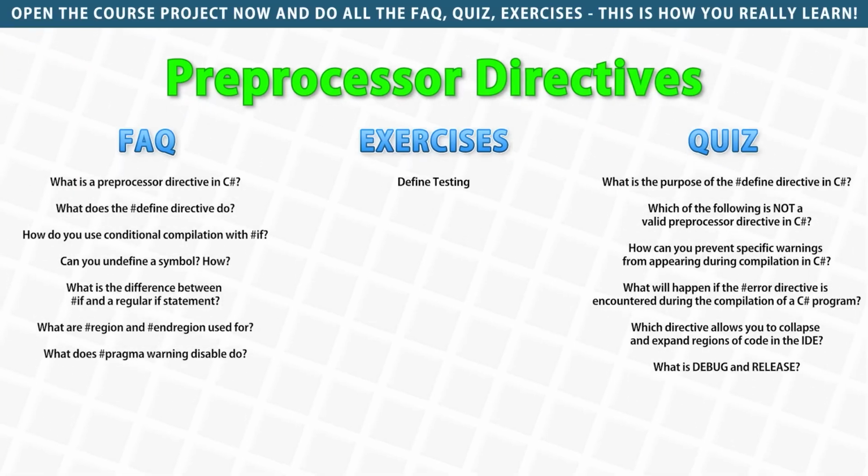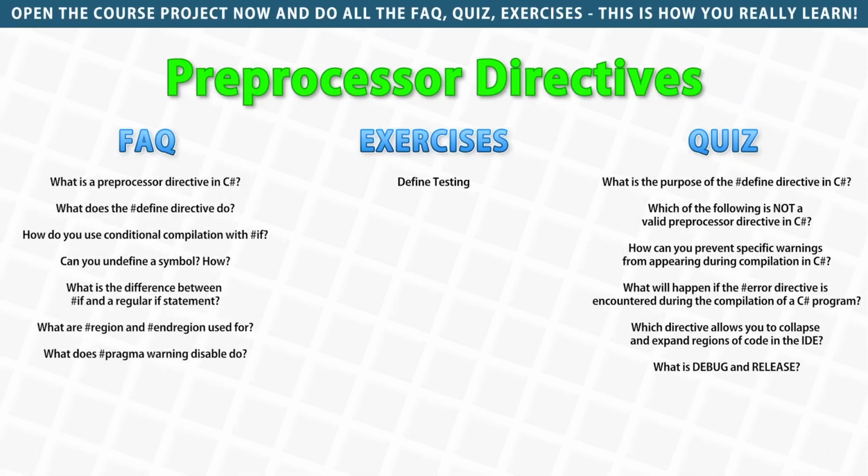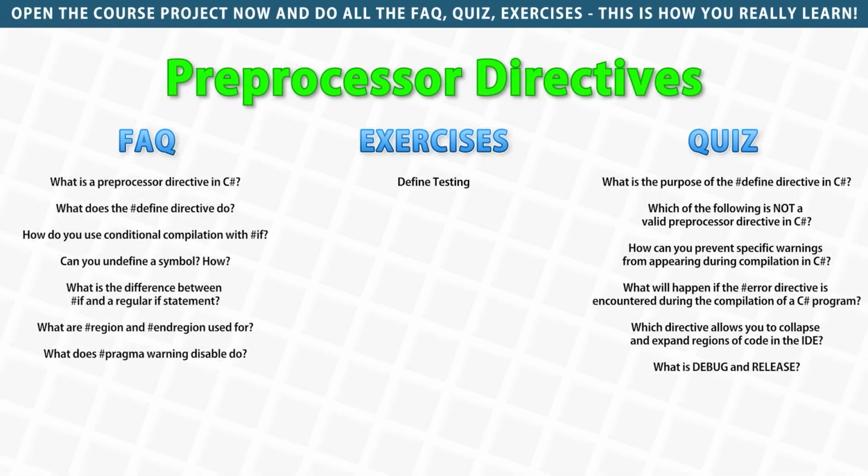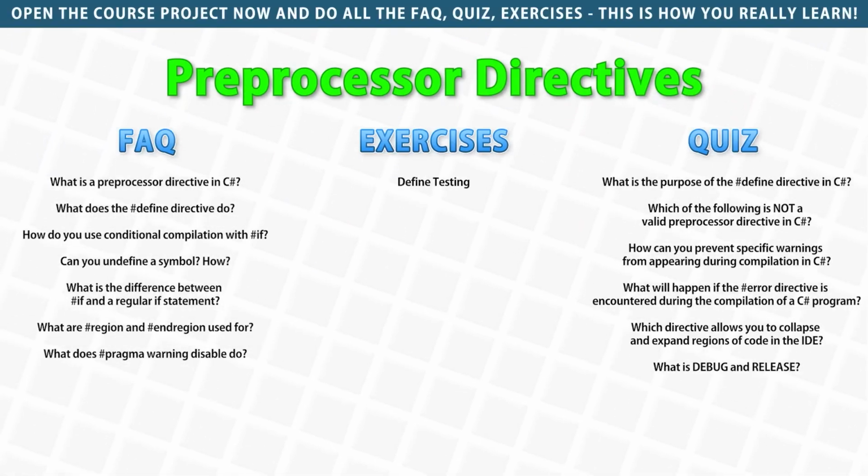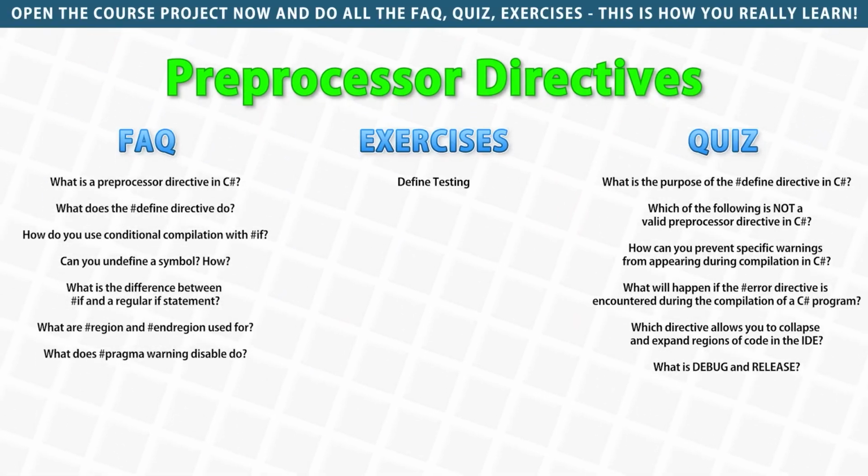All right, so that's preprocessor directives in C#. It's how you can give instructions to the compiler itself, which mainly allows you to write conditional logic that will run at compile time instead of at runtime.